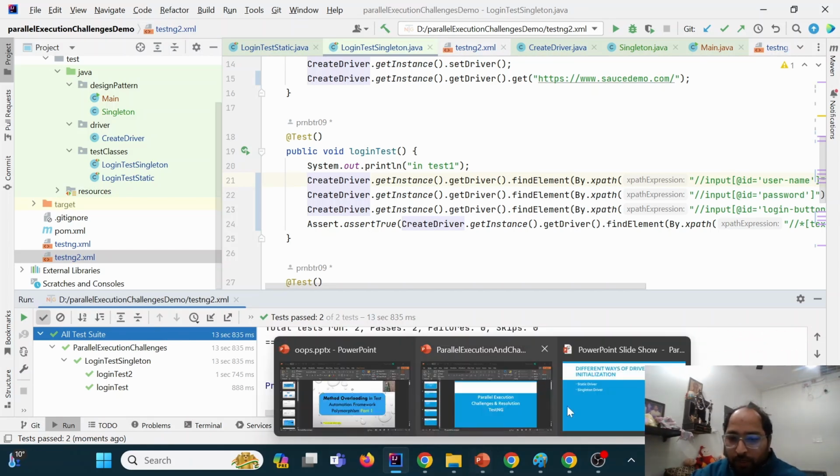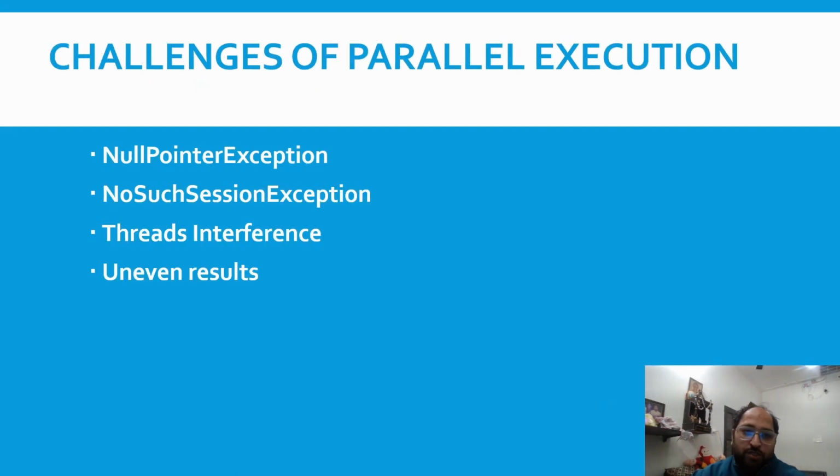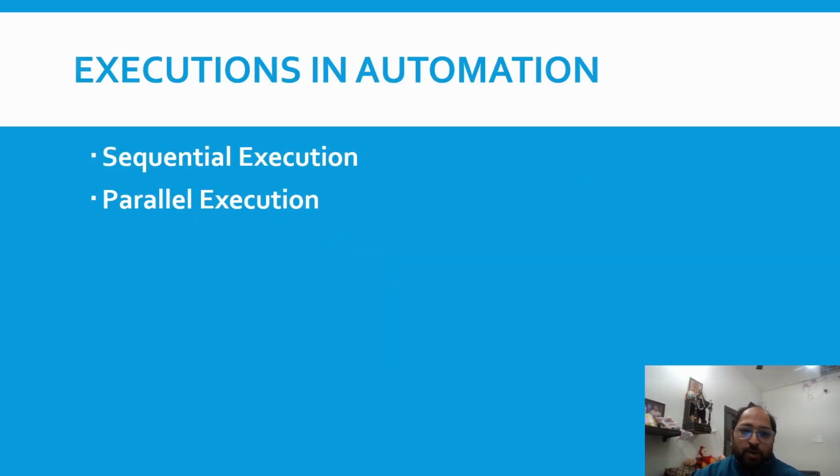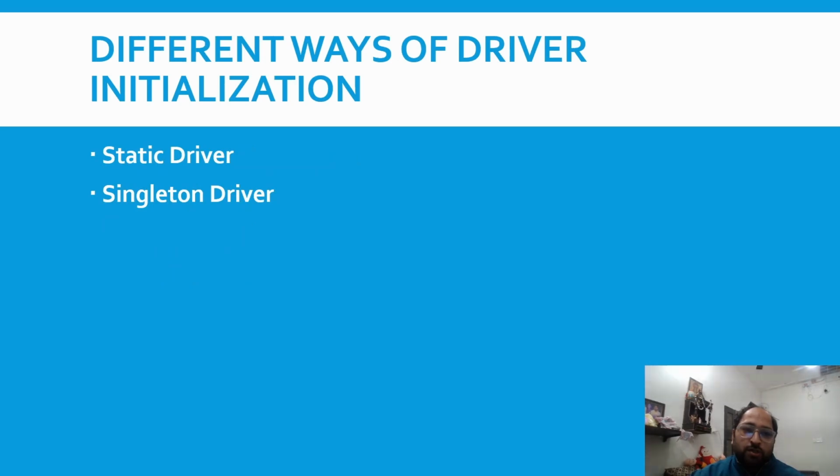So let us quickly recap what we have discussed. We discussed the parallel execution challenges and their respective resolution in TestNG. We discussed sequential execution and parallel execution. Then we discussed how we can create the driver instances using static driver and singleton driver. Then we discussed the challenges using the static driver, thread safety related challenges, and then the singleton thread safety challenges and their respective resolution using the thread local concept. So this is what I wanted to cover as part of the current video.